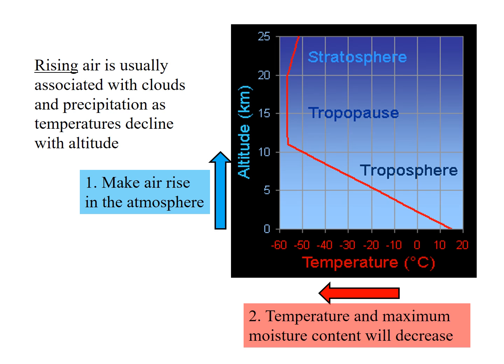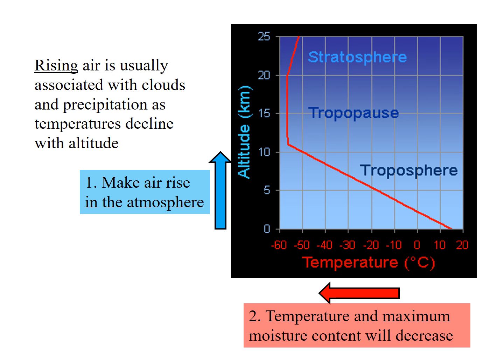So in order to make condensation, clouds, and in order to get rain out of those clouds, we have to cool the atmosphere. And the most usual way to cool the atmosphere is to make it rise. Rising air is usually associated with clouds and precipitation, as temperatures decline with altitude, as is shown in this graph here on the right hand side.